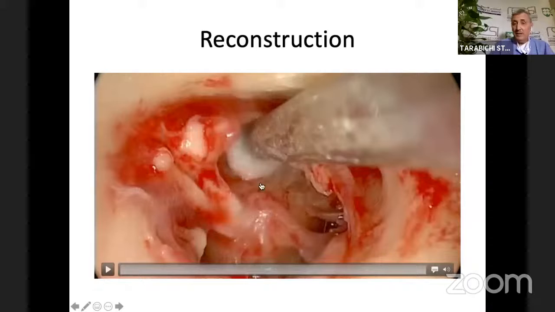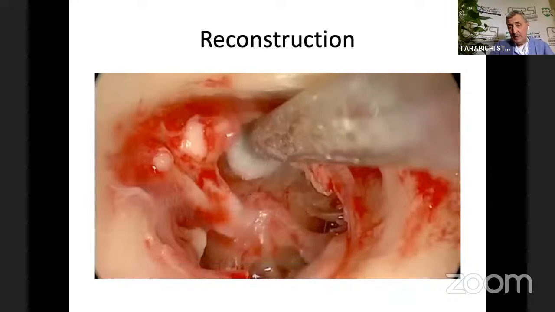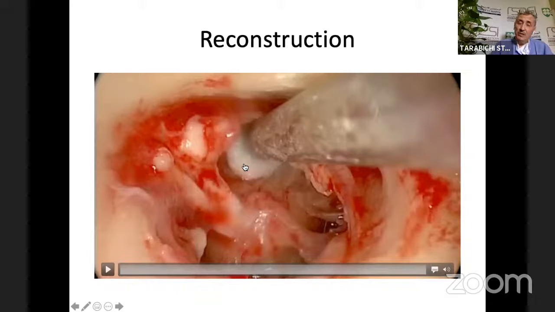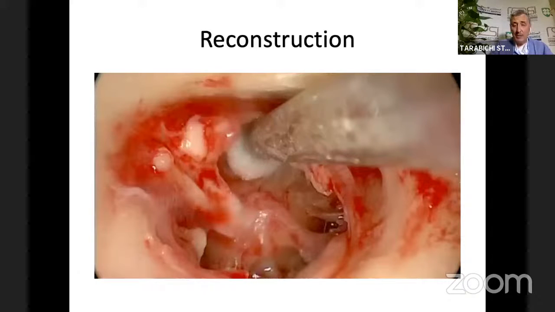In terms of reconstruction, this is again the reconstruction for the lateral graft or the lateral approach technique. I use this Surgiflo, and it really cuts down on my packing time. Surgiflo is basically almost like Gelfoam. It really is just Gelfoam, and you basically could inject it into the spaces that you need to pack with Gelfoam.